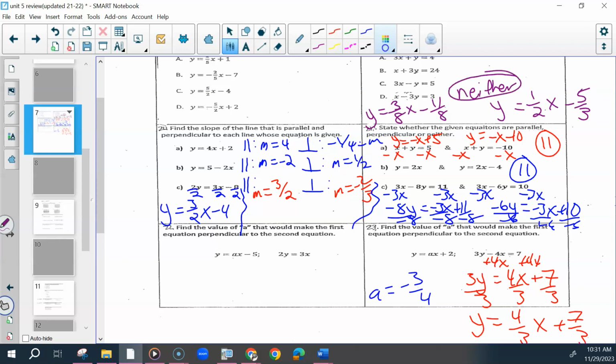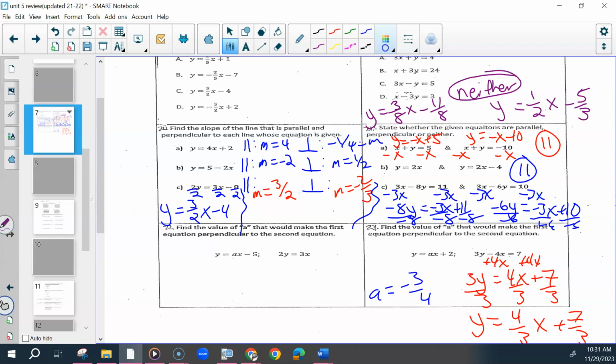If the slope and the y-intercept are the same, does that mean neither? Yes, technically, because they would be the same line. Like perpendicular, parallel, neither. Yes.